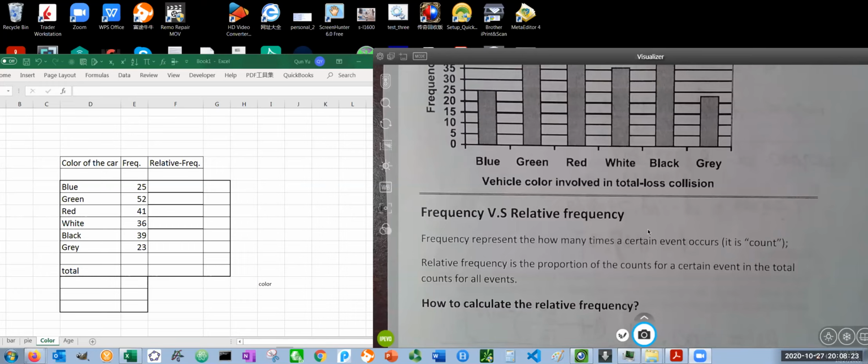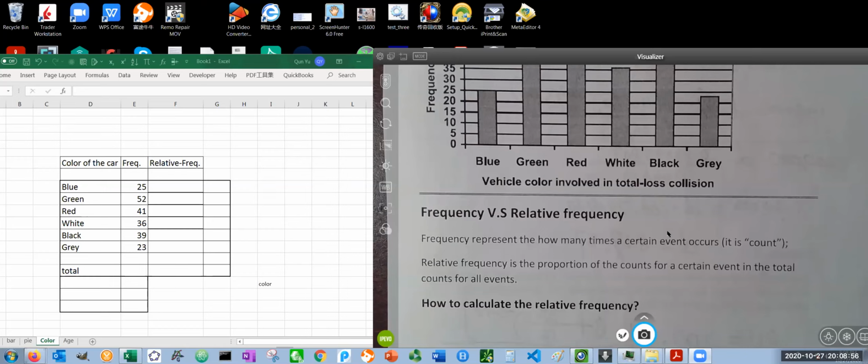And relative frequency is a proportion. Usually it is represented by a percent or decimal. For example, if I say 13% of all accidents involve blue color cars, that 13% is called relative frequency. So just make sure you understand the concepts. And most of the time in real life, relative frequency is more important, more meaningful than the absolute frequency, than the counts.